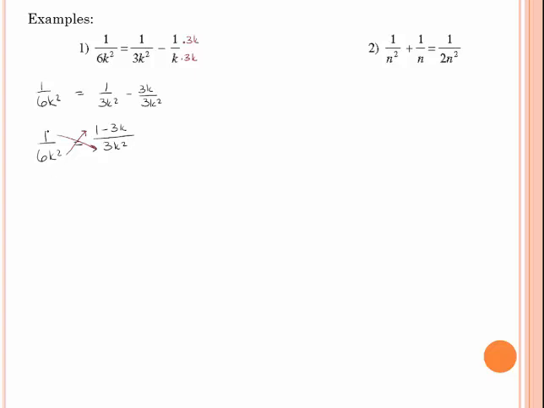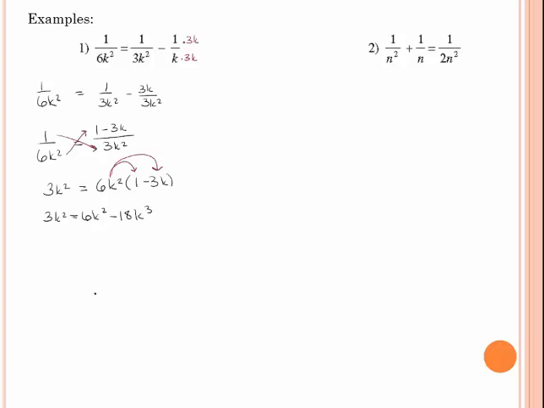When I multiply 1 times 3k squared, I get 3k squared. Then I have an equal, so one multiplication equals the other multiplication. And the other multiplication is 6k squared times 1 minus 3k. I'll distribute my 6k squared. So 6k squared times 1 and 6k squared times negative 3k. This will give me 3k squared equals 6k squared minus 18k to the third.